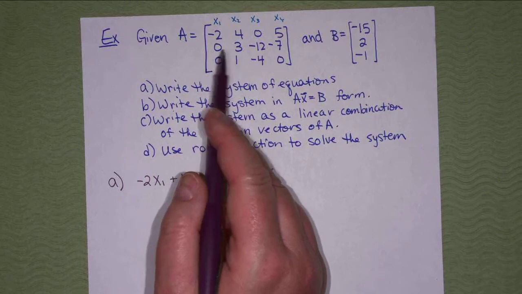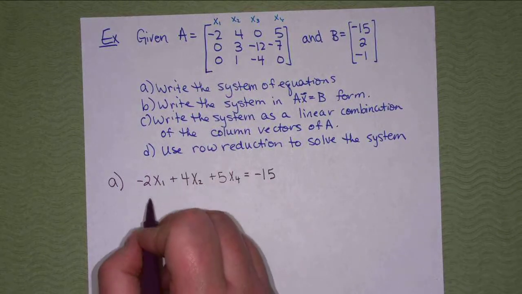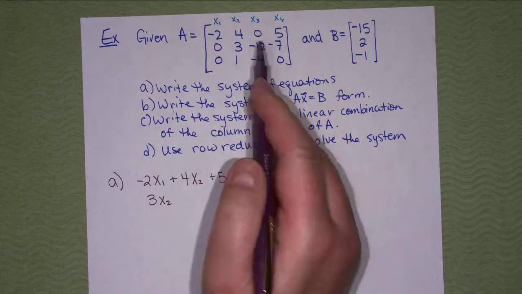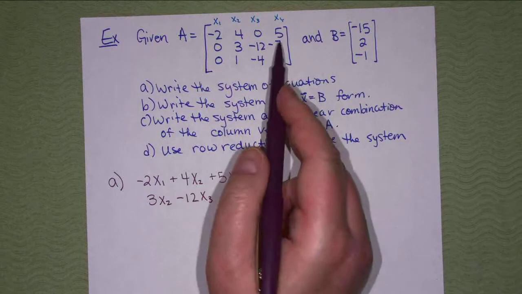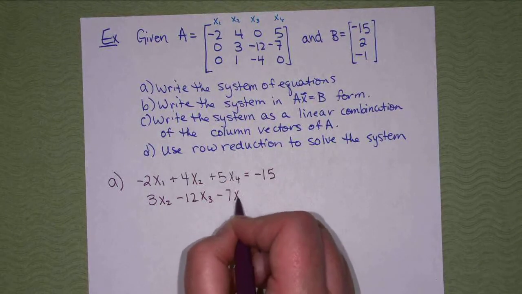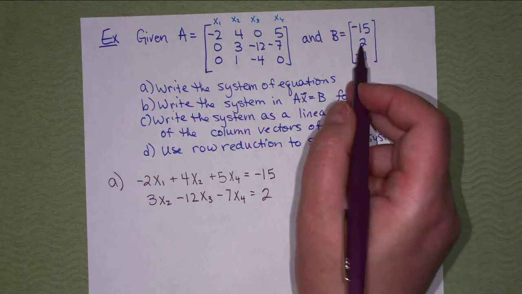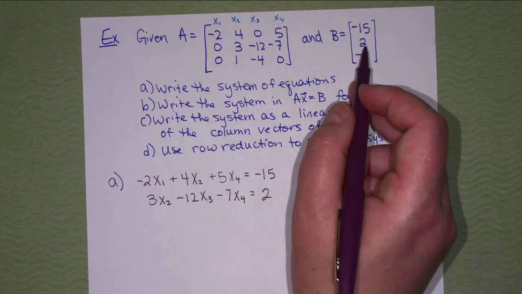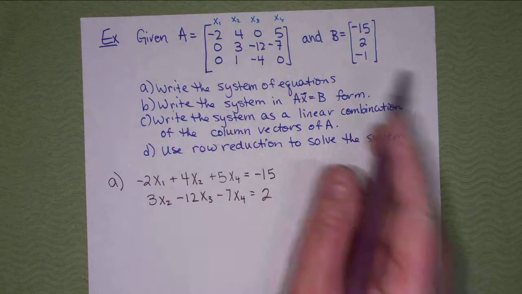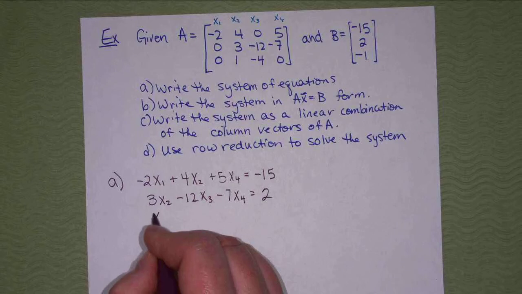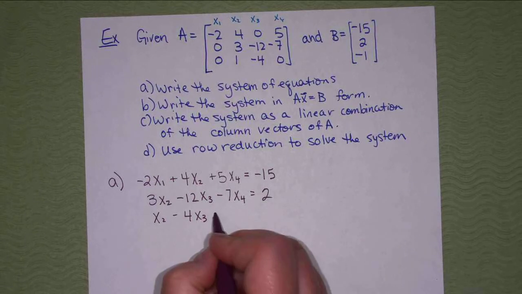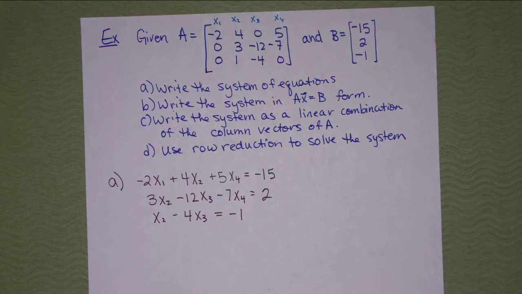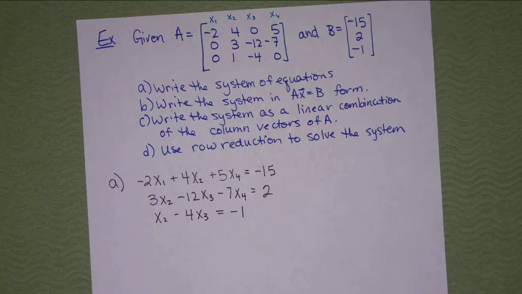The second row gives us, starts at x2, so 3x2 minus 12x3 minus 7x4 equals, and then our second number, which is a 2. And our third also starts at x2, 1x2 minus 4x3, there's no x4, equals -1. Okay, so that's all question 1 asks. So write out the system.